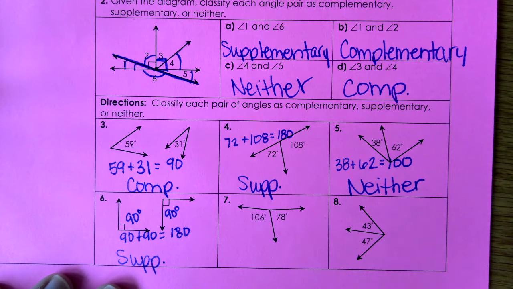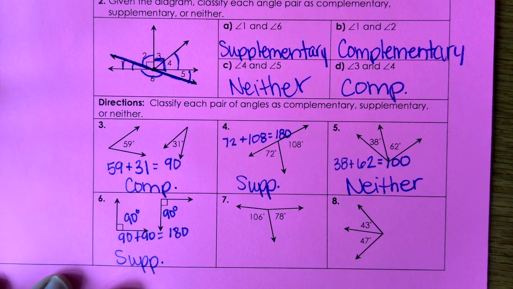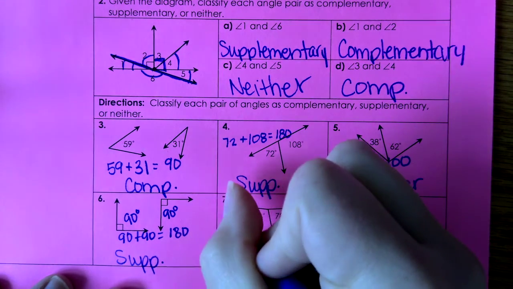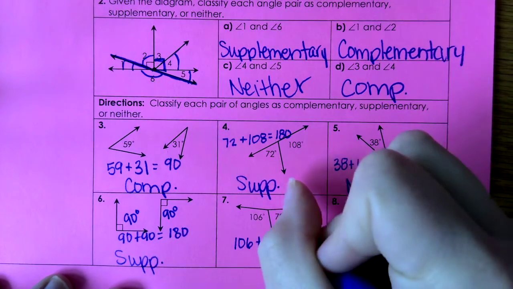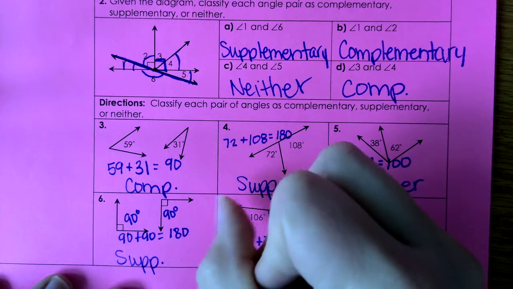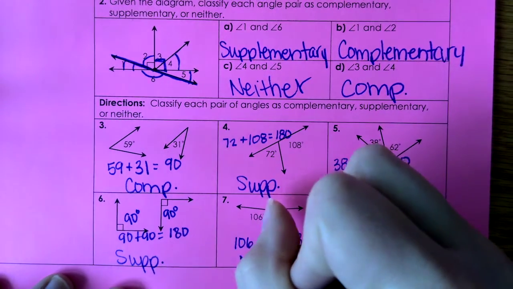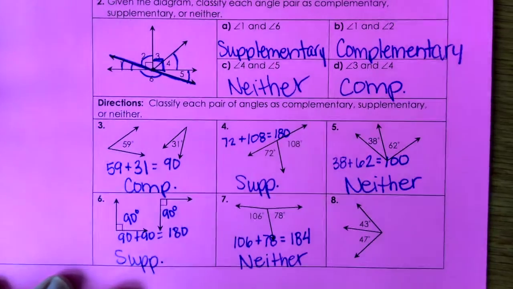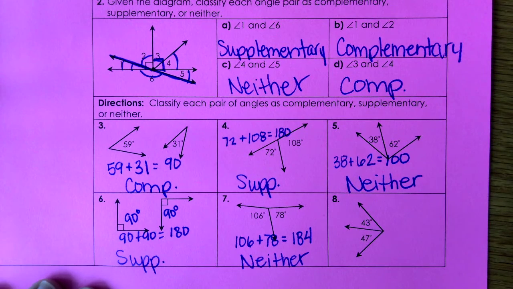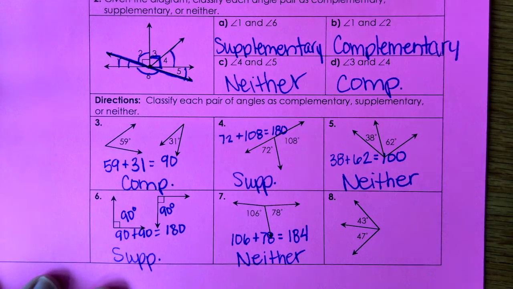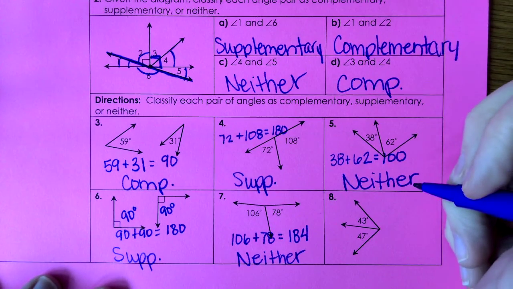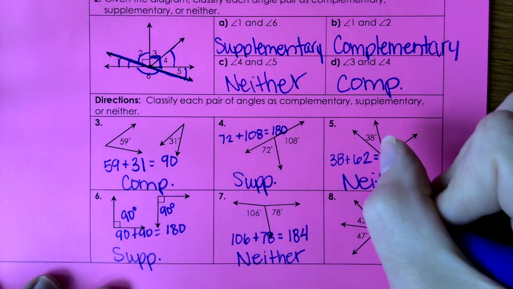Okay. What are we doing on the next one here? Same thing. 106 plus 78. What does that equal? 184. So what kind of angles are those? Neither. They're not exactly 180 degrees. It has to be exactly 180 or exactly 90. Supplementary, you have to have exactly 180 degrees. Complementary, you have to have exactly 90 degrees. What if it's 180 3/4? It doesn't count. It's not exactly 180.